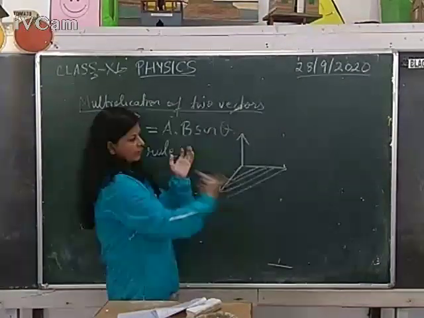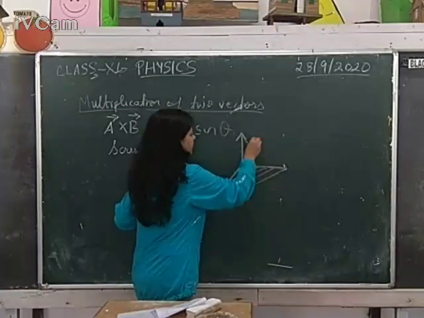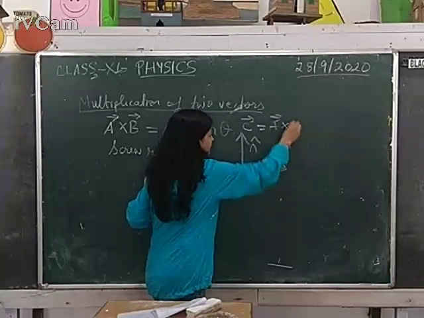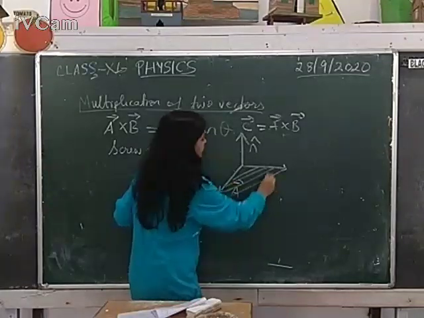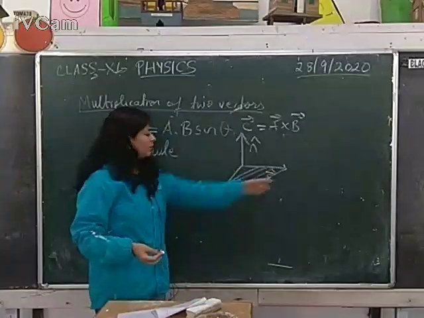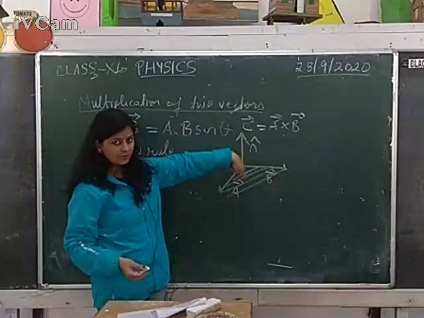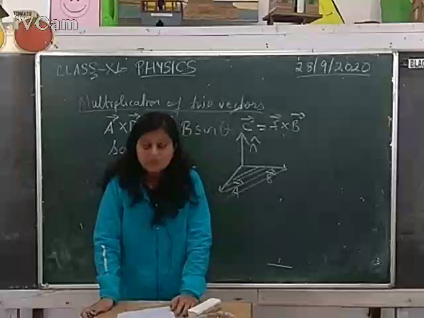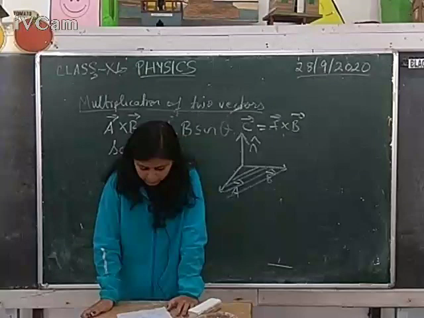So if I rotate the screw like this, naturally the screw will be going up. So the resultant vector's direction will be this one. This is C, that is the cross product of A and B. Now this may be A, this may be B. If you take the screw from B to A, it will be just the opposite, so the screw will be going downwards. This is how you find out the direction of the new vector obtained by vector multiplication of two vectors.